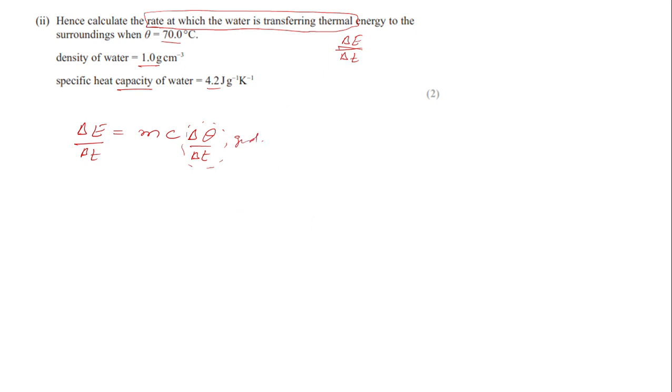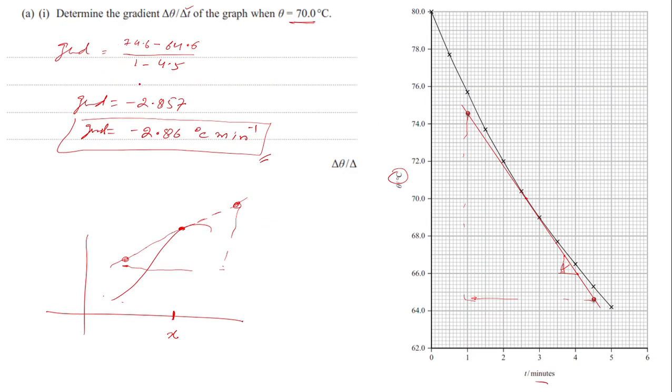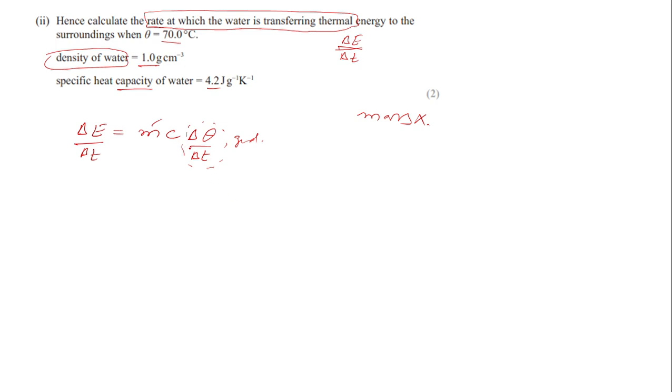But again, another problem: if you read the whole question, we don't have mass, and we need mass here. We don't have this, but they give us a density. And if you go back in the question, they give you the volume. So you know that density is equal to mass over volume, and mass is equal to density into volume. So you replace mass with density into volume to figure out delta E by delta T.